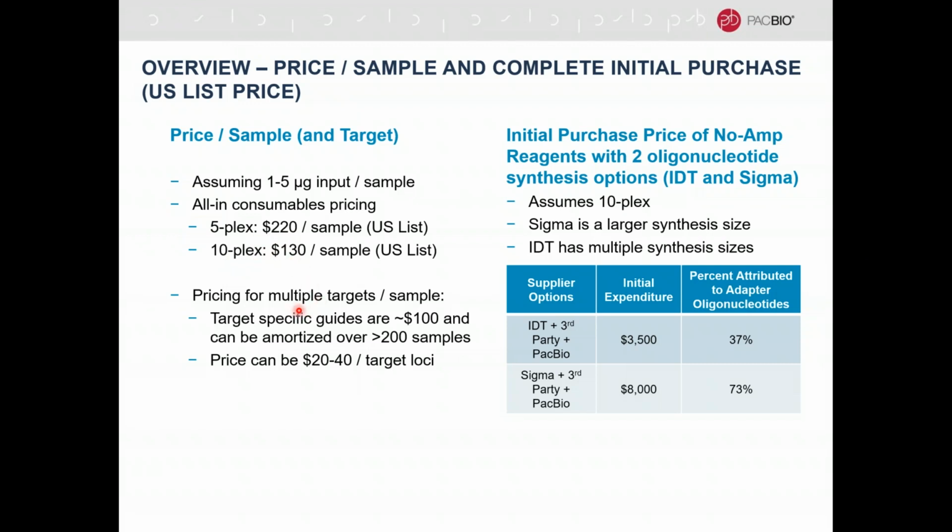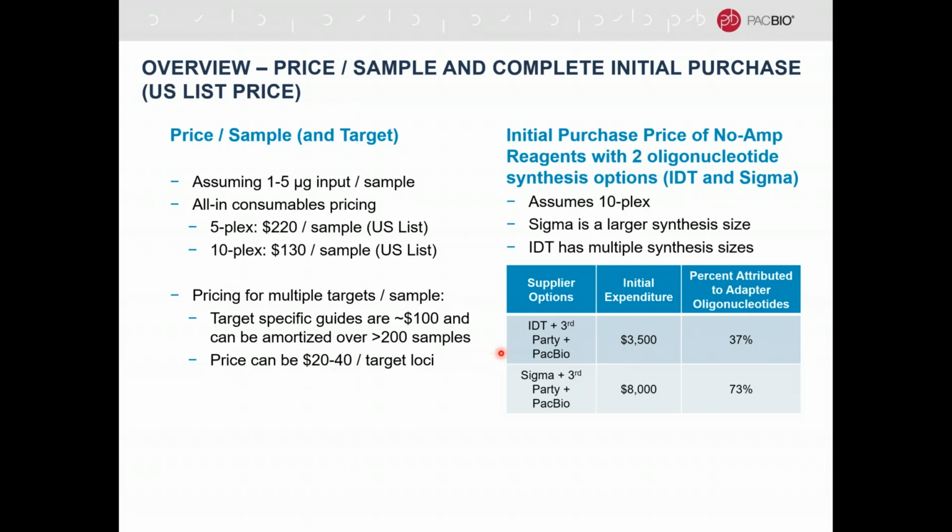And if you're doing multiple targets per sample, then I mentioned these guides are about $100 for each one of them. You need 2 of them. You discount these because you get such a large amount for the minimum order. This price can be amortized over well over 200 samples, and that drops the overall price down to about $20 to $40, including all sequencing reagents and upfront analysis.